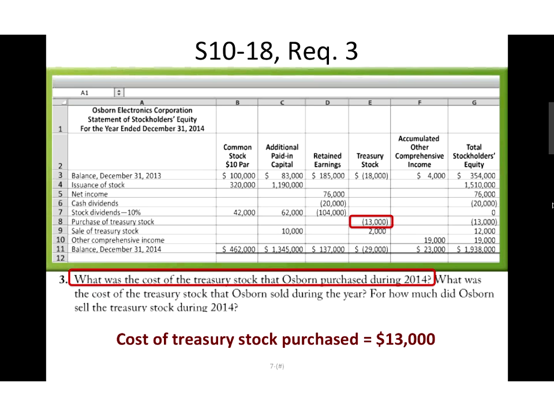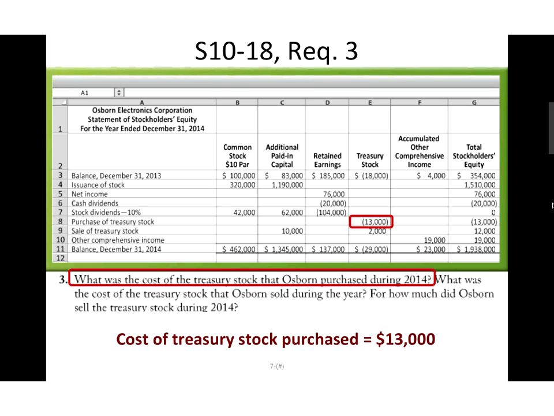Okay, what was the cost of the treasury stock that Osborne purchased during 2014? Row 8 on the statement says purchase of treasury stock. These statements are set up to tell you exactly what's going on. So purchase of treasury stock has a reduction of $13,000. That's the cost of the treasury stock purchased.